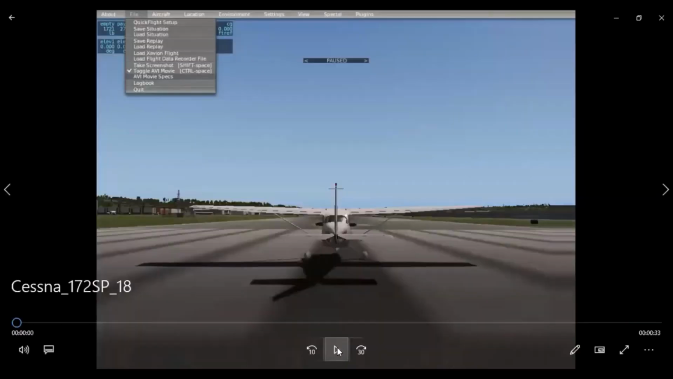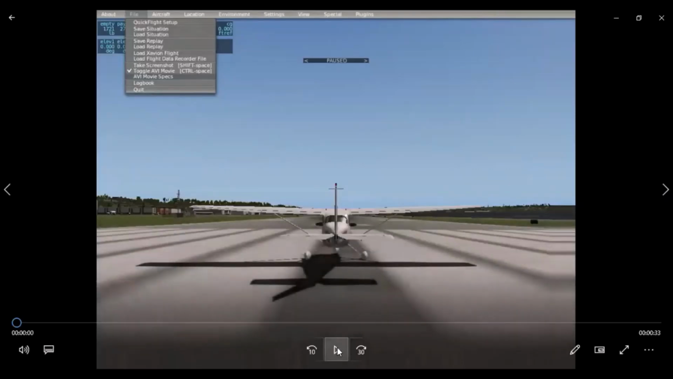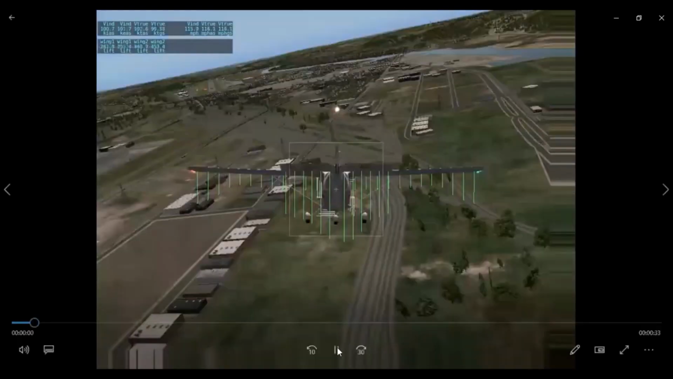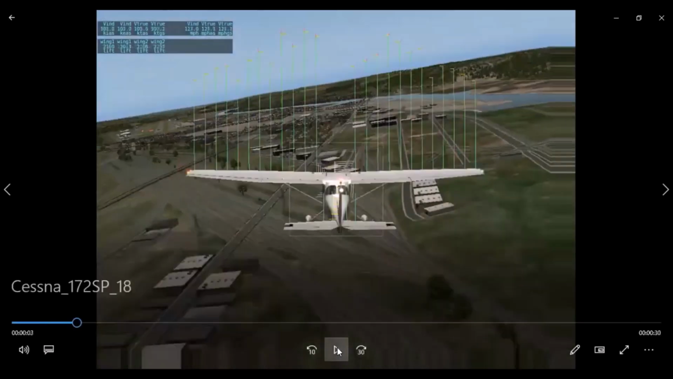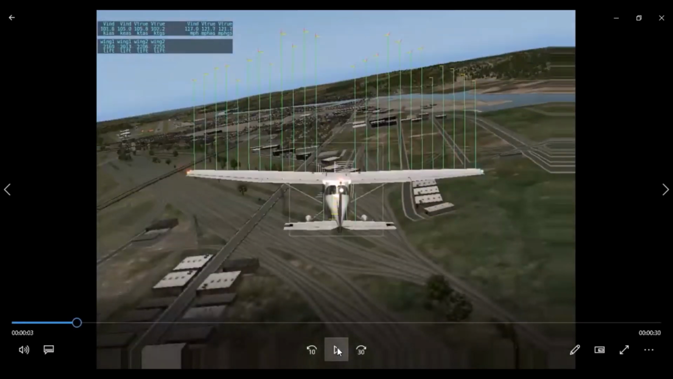In this lesson, I'm going to talk about flight stability. Firstly, we are looking at lift vectors. I have everything set up, so let's get started. So as we can see, when we dive down, the lift vectors go down, and when I climb back up, the lift vectors go up.